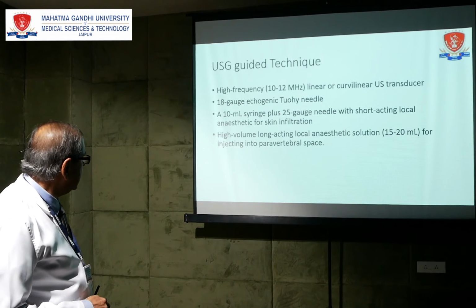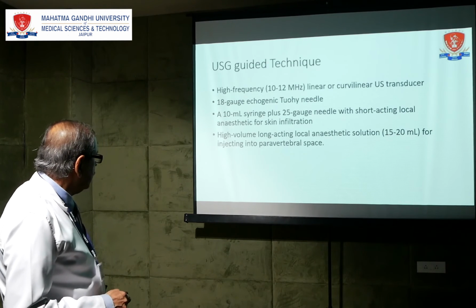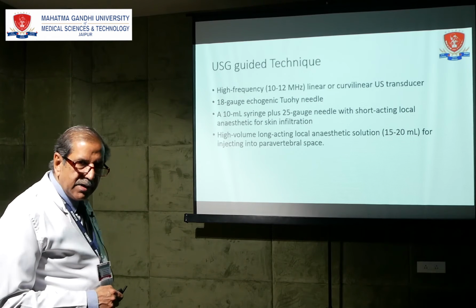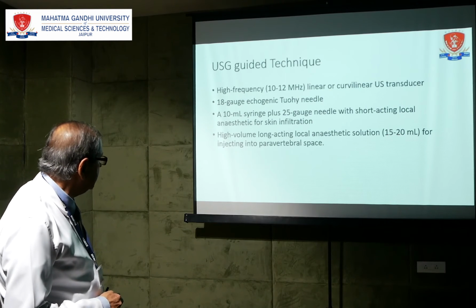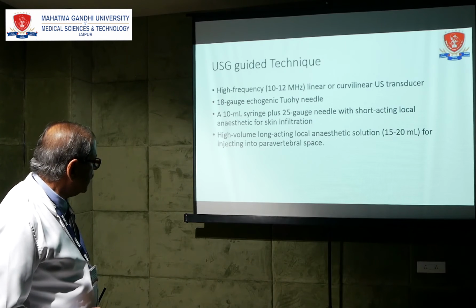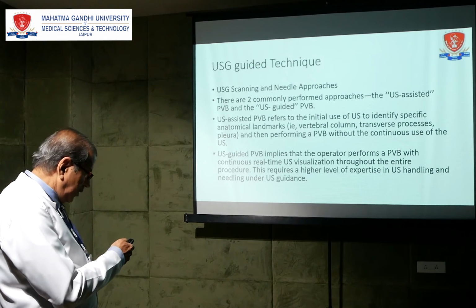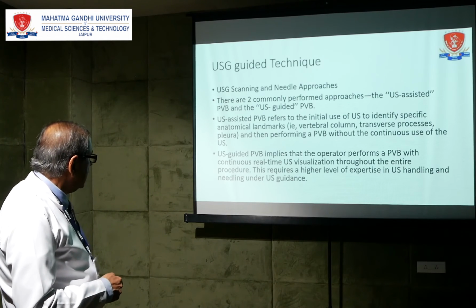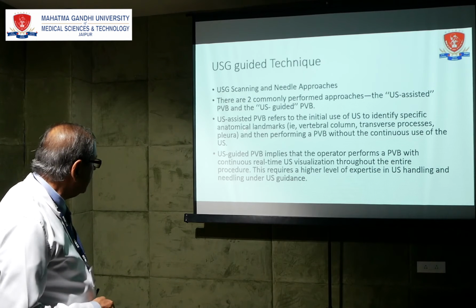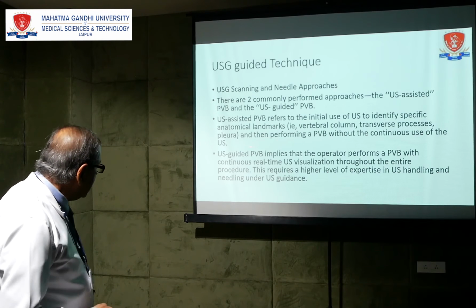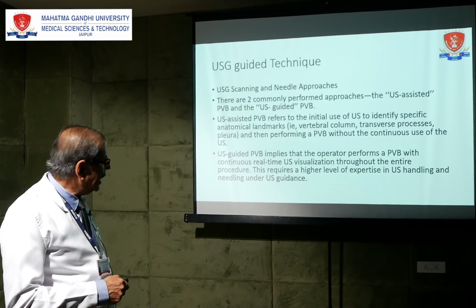An 18 gauge Tuohy needle may be used, and a 10 ml syringe may be used for injection with the Vinnie's immobilization technique using an injection extension tubing, and depending on if you are going for a single shot, 15 to 20 ml drug is required. Now, there are 2 approaches for this. One is the US guided approach, where you just use the ultrasound to confirm the anatomical landmarks, and thereafter once you confirm the landmarks, you go for the block as the landmark technique.